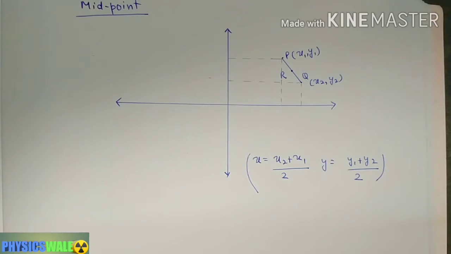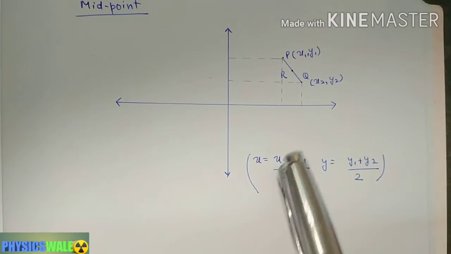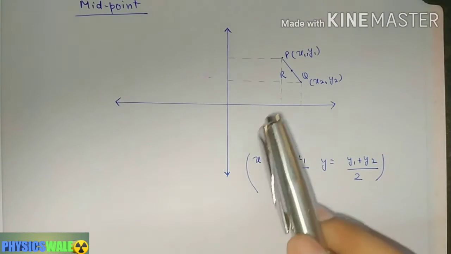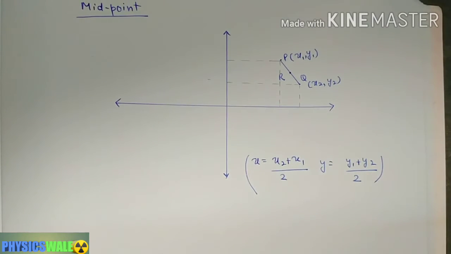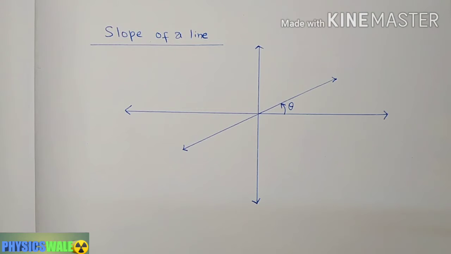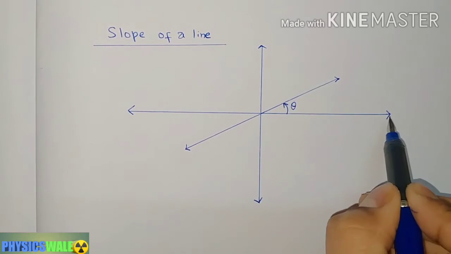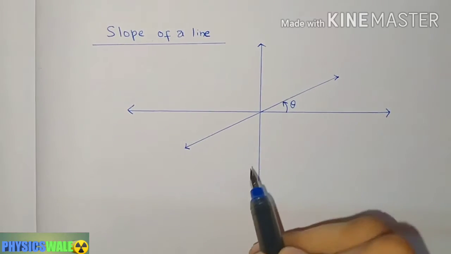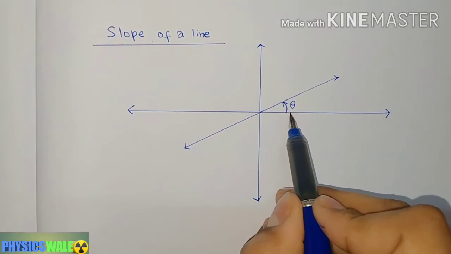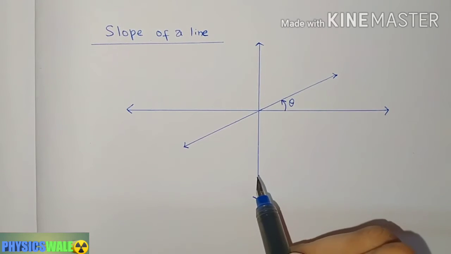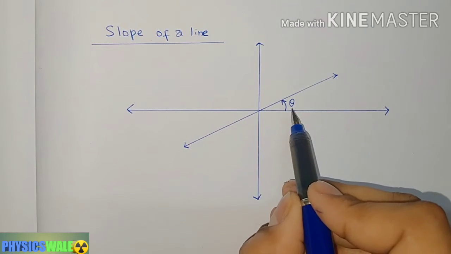Okay, so we can see that the coordinates of the point R will be actually the arithmetic means of the coordinates of the points P and Q. Now look at this line here. This line is making an angle of theta with the x-axis measured anti-clockwise. The angle measured anti-clockwise from the x-axis is known as the inclination of the line. So theta is actually the inclination of the line.